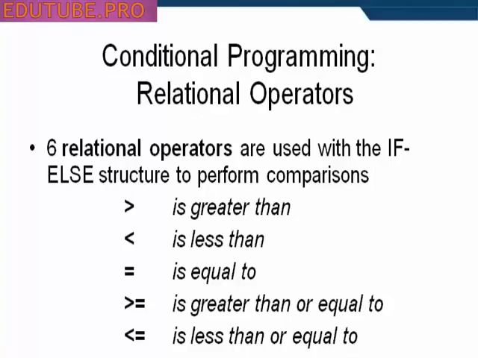When writing if statements in Visual Basic, there are 6 relational operators that you may use in conjunction with the if-else structure to perform comparisons. These 6 relational operators are the greater than symbol, the less than symbol, the is equal to symbol, and then a combination of these 3 symbols, creating the greater than or equal to symbol, the less than or equal to symbol, and then a back-to-back less than and greater than symbol combined means is not equal to.